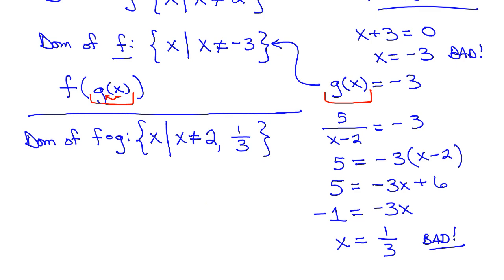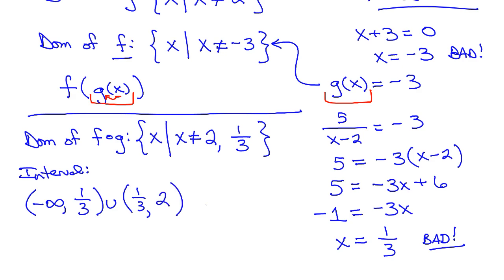The other way to write this in interval notation would be negative infinity up to 1/3, open at 1/3, union 1/3 up to 2, open at 2, union 2 to infinity.